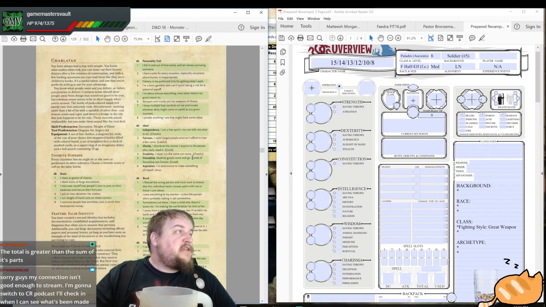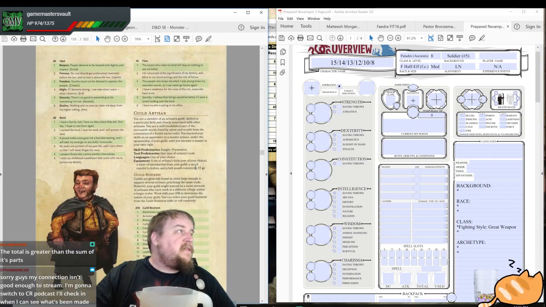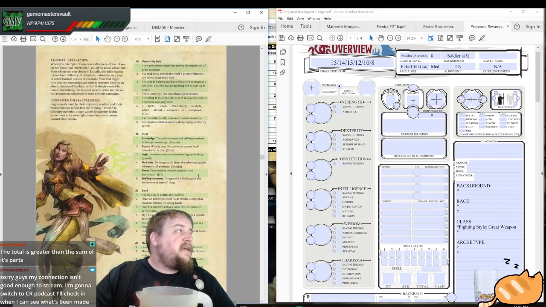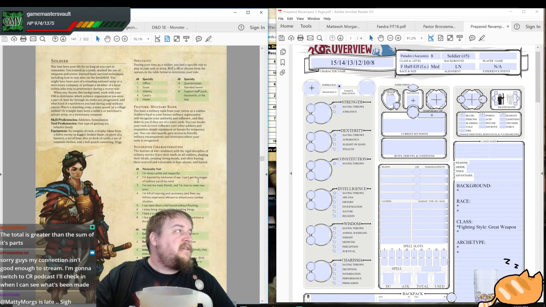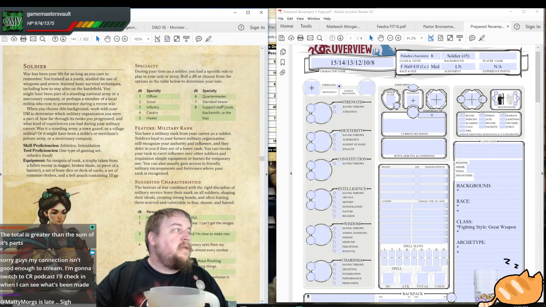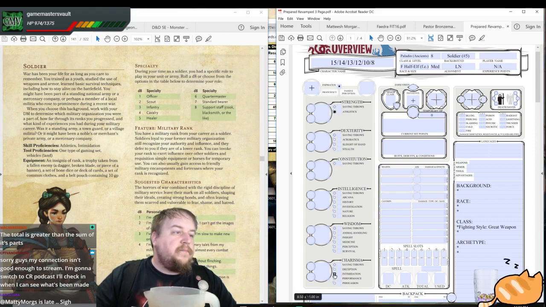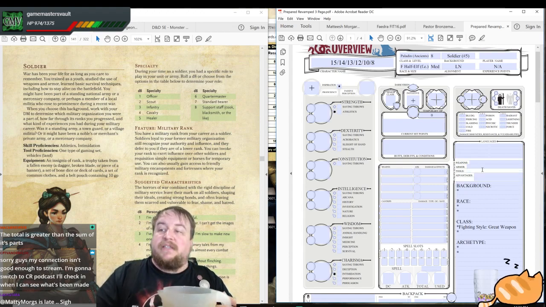Chapter 4 has our backgrounds, and they are listed alphabetically. So we are going to scroll: Hermit, Outlander, Sage, and Sailor, Soldier. Here we go. We are going to have skill proficiencies in athletics and in intimidation. We will have a tool proficiency in some kind of a gaming set.